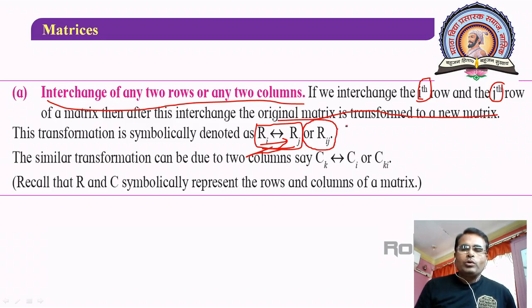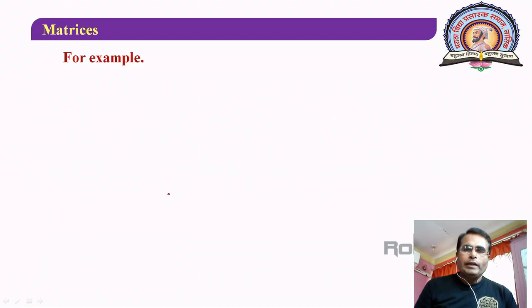Like the row transformation, we can consider a similar column transformation also, and that is nothing but we can interchange any 2 columns. The interchange of columns is denoted by Ck changes to Ci and Ci changes to Ck, which is represented here, or it is also denoted by Cki, like Rij. Remember that here a row is denoted by R and a column of the matrix is denoted by C. With an example we will get it clear.